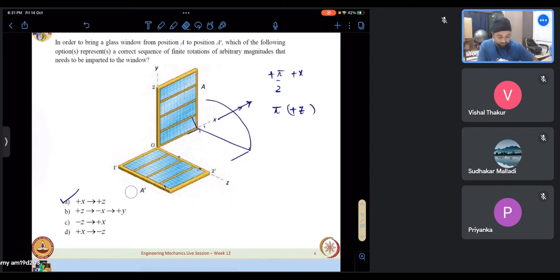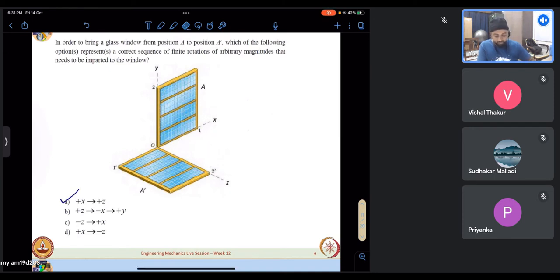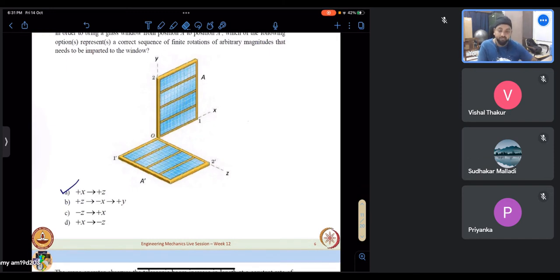If we were to analyze another case, to drive home the point that these are not vectors, let us consider option C and option D, because they have been represented as commutative. First, a rotation about minus z, followed by a rotation about plus x. Then option D is plus x first and then minus z later. If these two give the same result and help us reach from A to A prime, that implies these can be considered as vectors. But finite rotations are not vectors.